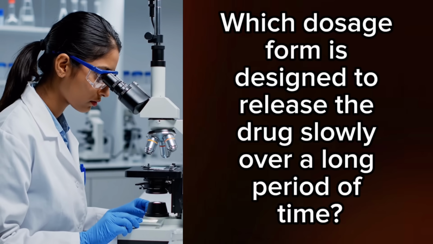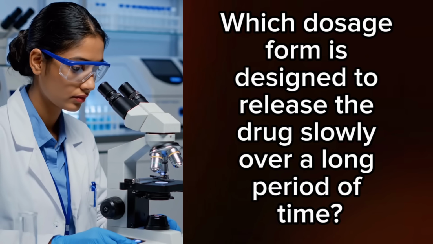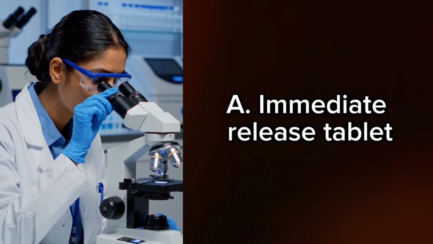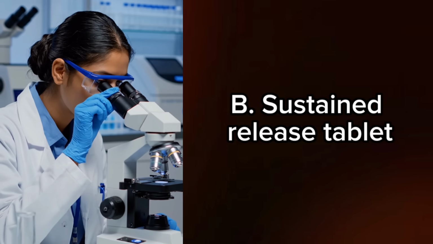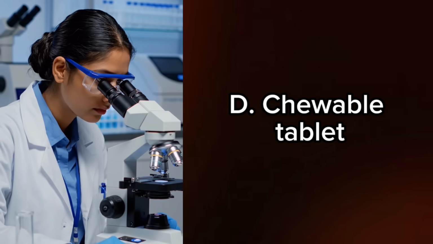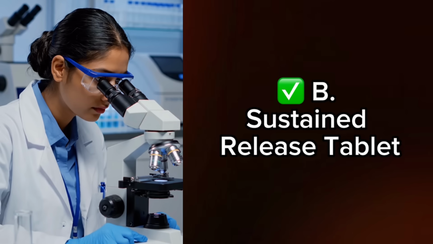Which dosage form is designed to release the drug slowly over a long period of time? A. Immediate release tablets. B. Sustained release tablets. C. Effervescent tablets. D. Chewable tablets. Correct answer, B.